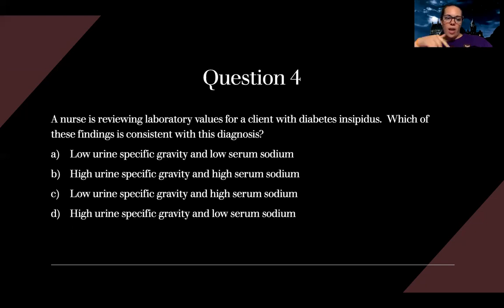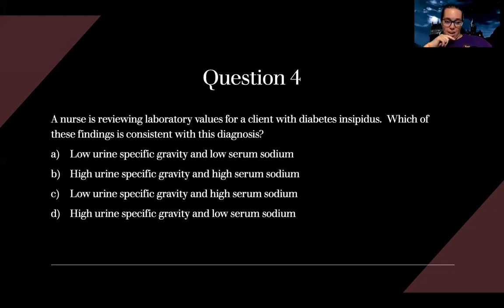So I can narrow that down to say that they have a low urine specific gravity, because urine specific gravity tells me how concentrated something is. With diabetes insipidus, they're peeing out a whole bunch of stuff, so they're going to have a low specific gravity, or a low level of concentration.